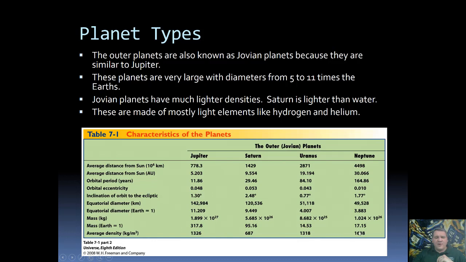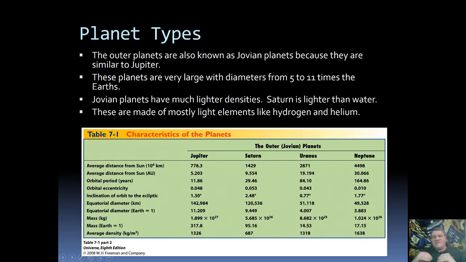Now, on the scale that we're using, water has a density of 1,000. So that might help give you a little bit of scale. So Jupiter has a density of 1,326. Saturn is at 687. Uranus is at 1,318, and Neptune is 1,638. Notice that Saturn is actually less dense than water.